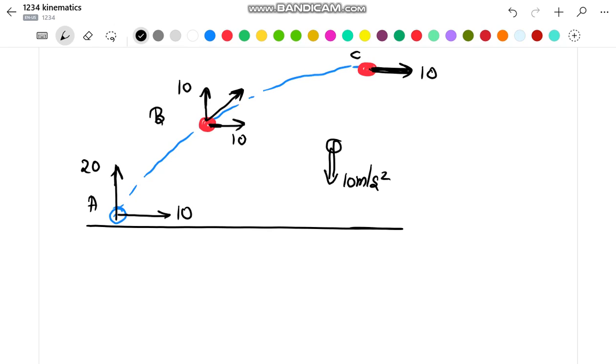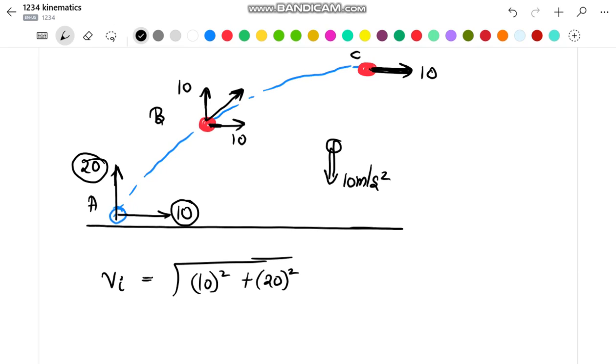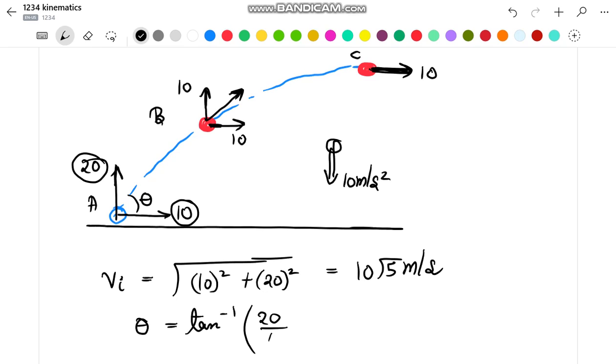So now from this set of data we can say that the initial velocity of the projectile is equal to root of ux square plus uy square, that is 10 root 5 meter per second, and the angle of projection theta is tan inverse of uy by ux, that is tan inverse of 2. So this is our desired result for initial velocity and angle of projection for this problem.